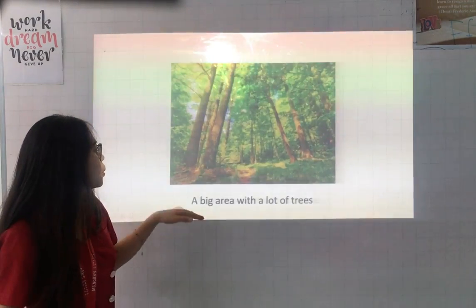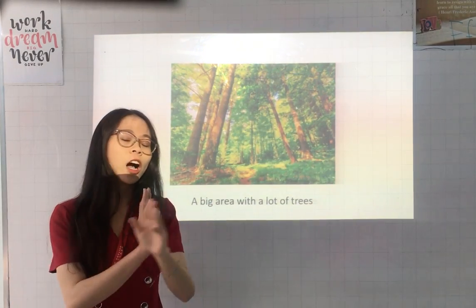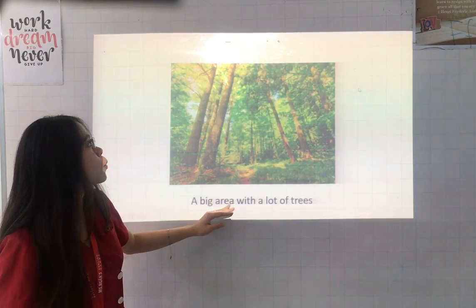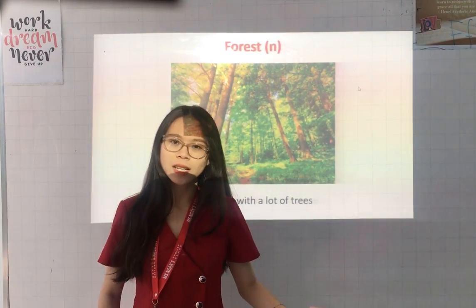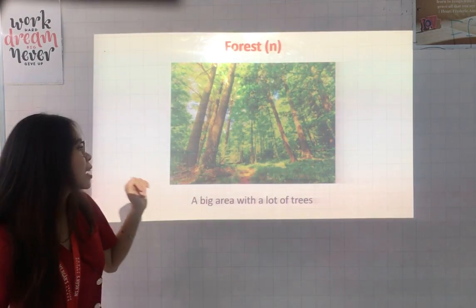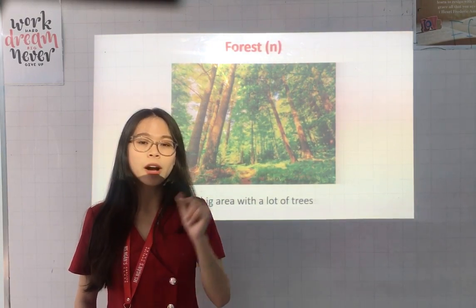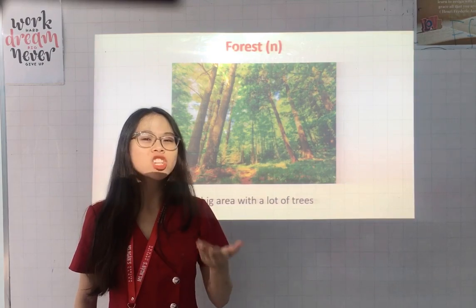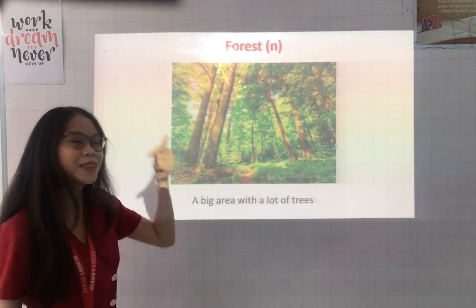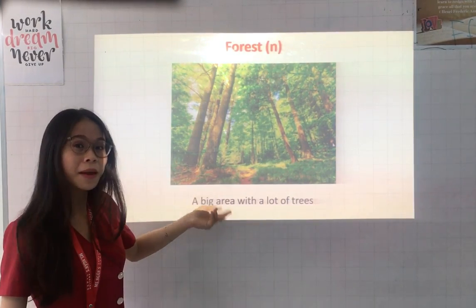Okay. So next one, a big area with a lot of trees. This time we don't have the rain. We just have the big area with a lot of trees. So we call this one forest. Forest. Okay. So which animals live in the forest? Give me the answer. Okay. So the tiger, the lion, the snake, maybe.